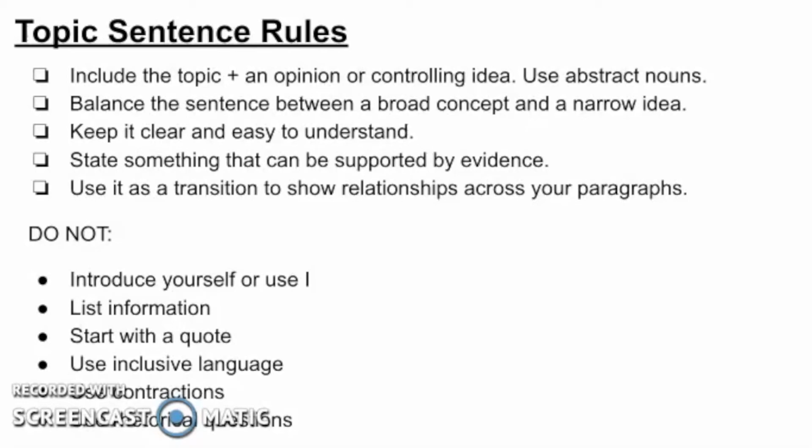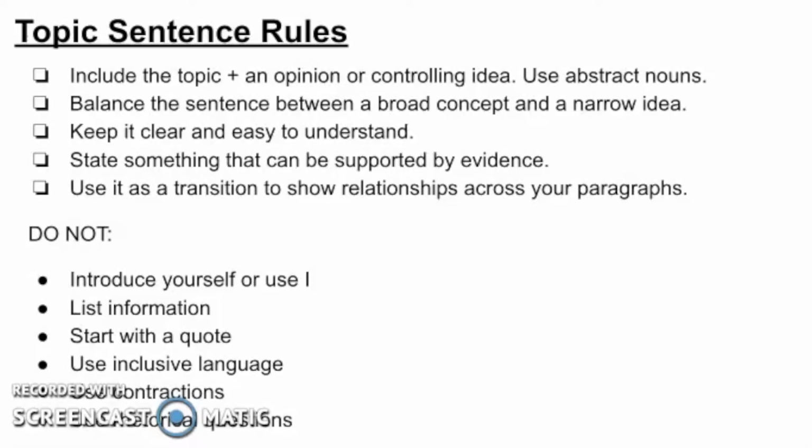Topic sentence rules. These are the rules that students can follow to ensure that they craft an appropriate topic sentence. Include the topic plus an opinion or a controlling idea in the sentence. Use abstract nouns. Balance the sentence between a broad concept and a narrow idea. Keep it clear and easy to understand. State something that can be supported by evidence. And use the sentence as a transition to show relationships across your paragraphs.